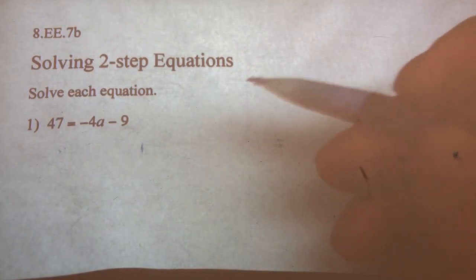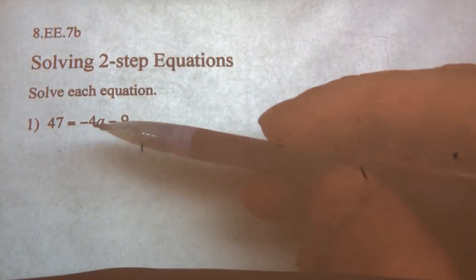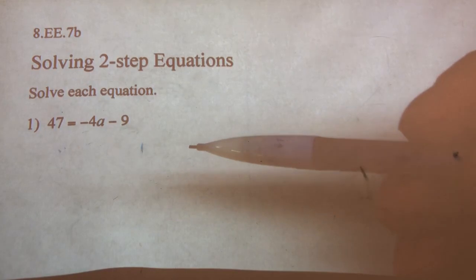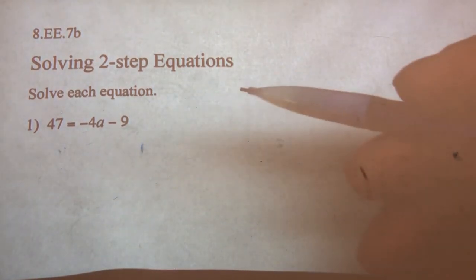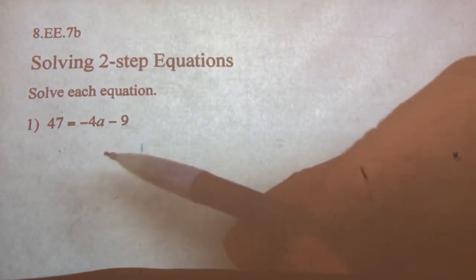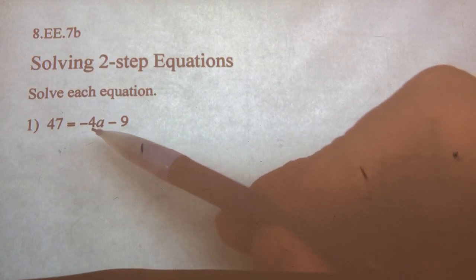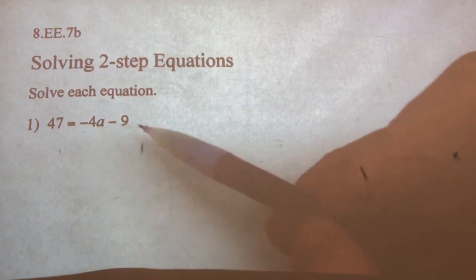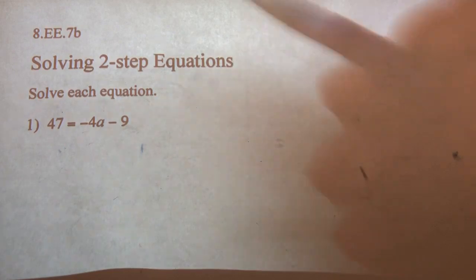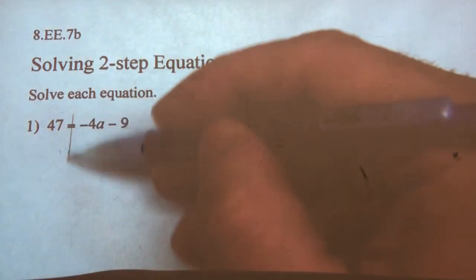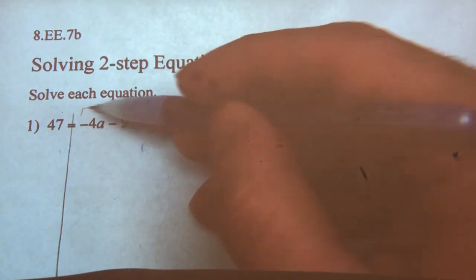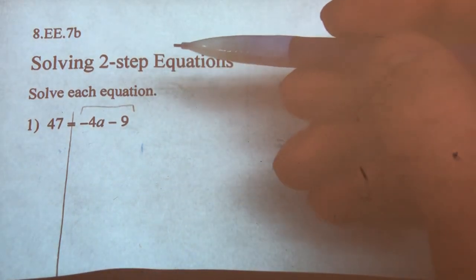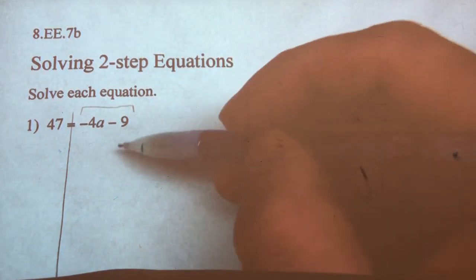So in this video I'm going to show how to solve a two-step equation with integer coefficients. So here we can see that we have a two-step equation. We have the integer -4 as the coefficient of a, and this -9. So let's always look at the side of the equation that contains the variable to see what to do. So we'll look over here.